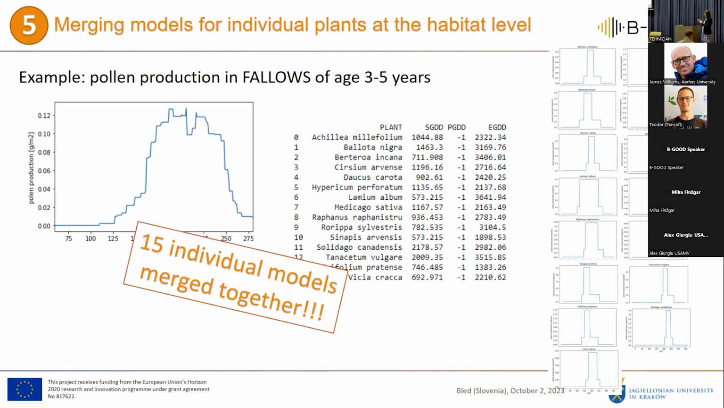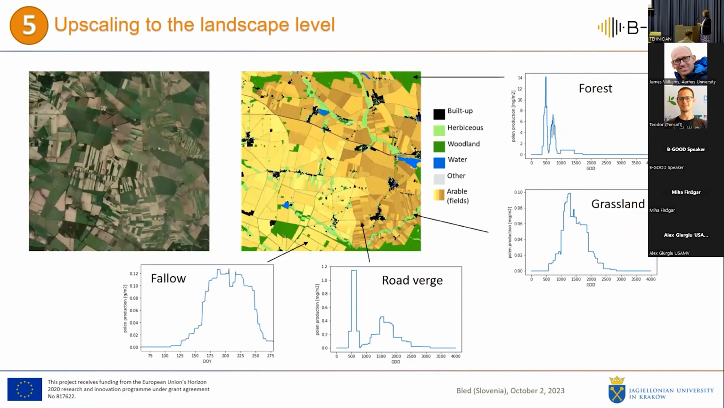And that was done for each habitat type. And then knowing from the map where we have different patches of different habitat types, how big they are, we can calculate the production from each patch of a given habitat type, and in total from the whole landscape. And we can do that for each day of simulation.